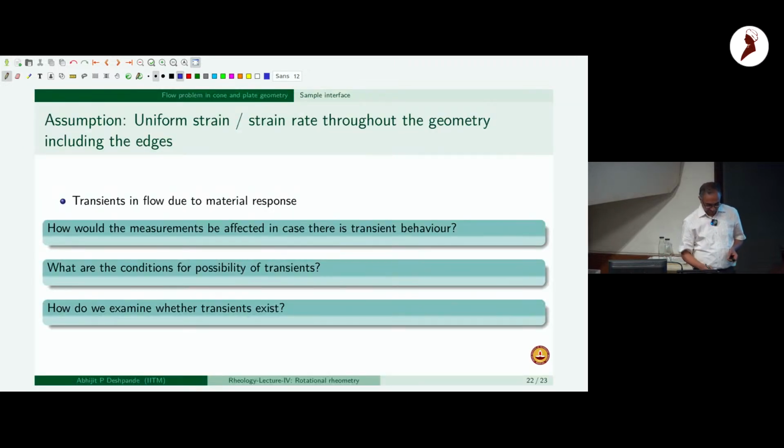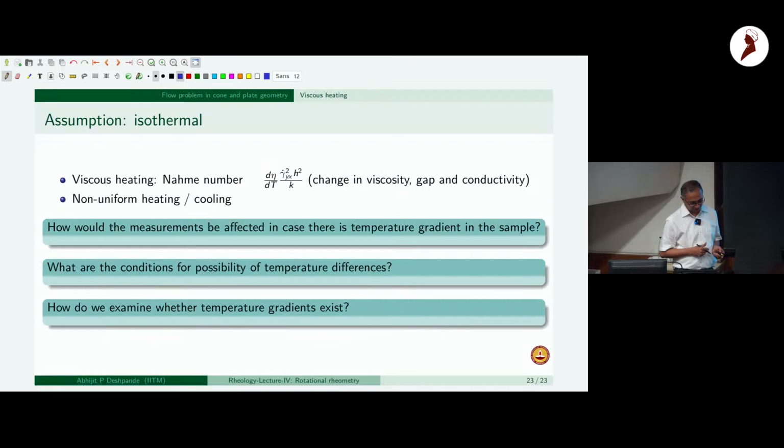And there can be transients in flow, which is the material response itself. When I talk about thixotropy tomorrow, we will see that the material structure evolution itself is reasonably slow, or aging materials, that is, the response is due to the aging structure of the material, and the drift is not an instrument drift but a sample drift. So that again is something we have to worry about.